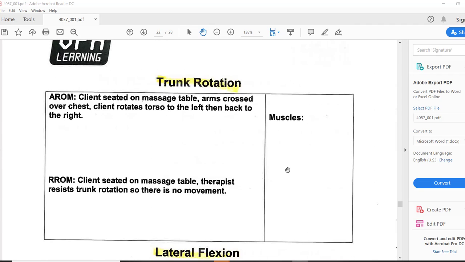For trunk rotation, the client is seated on the massage table, arms crossed over their chest, and the client rotates their torso to the left, then back to the right. For resistive range of movement, the client is seated on the massage table, and the therapist resists their trunk rotation, so there is no movement.